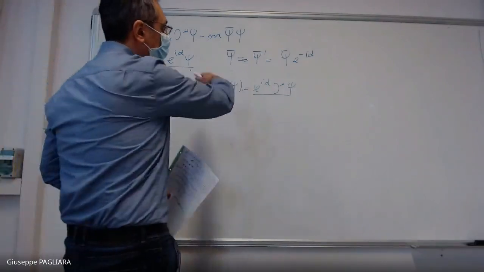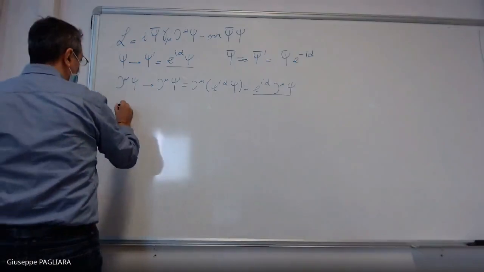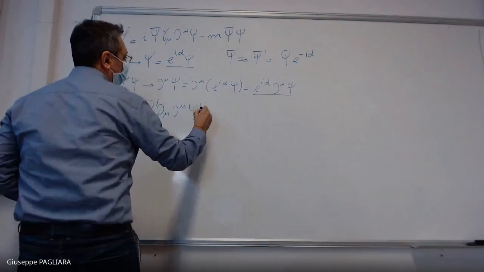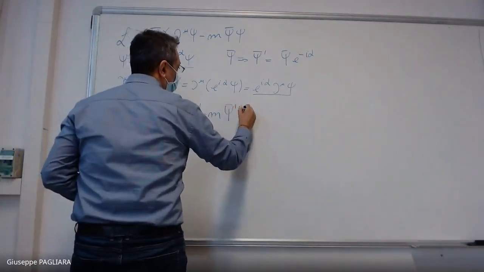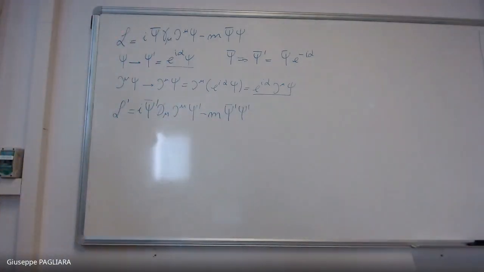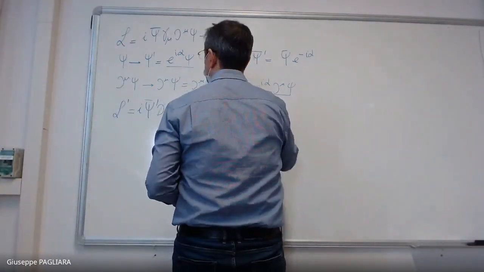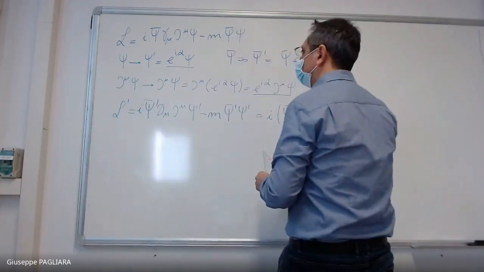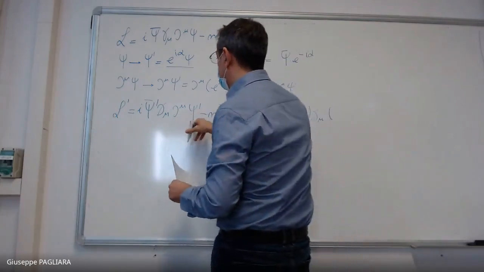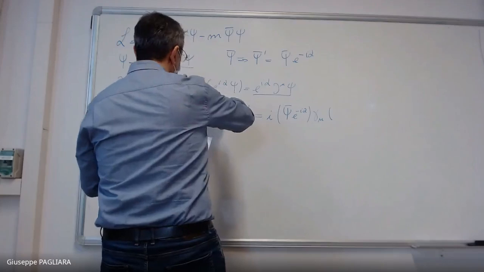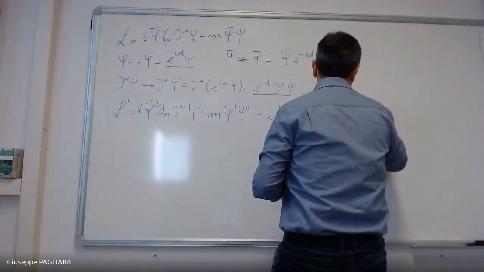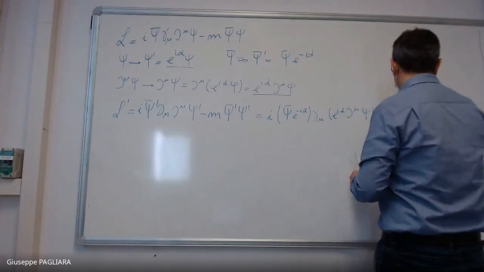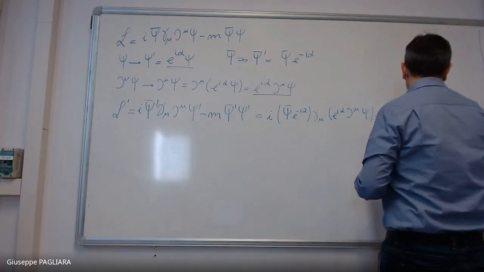Now let's introduce everything into our transformed Lagrangian density. The L' is iψ̄'γ^μ∂_μψ' − mψ̄'ψ'. Let's substitute our ingredients. We have iψ̄ e^{-iα}, then γ^μ, then the derivative of ψ', that is e^{iα}∂_μψ. And then we have the mass term, minus m e^{-iα}ψ̄ e^{iα}ψ.